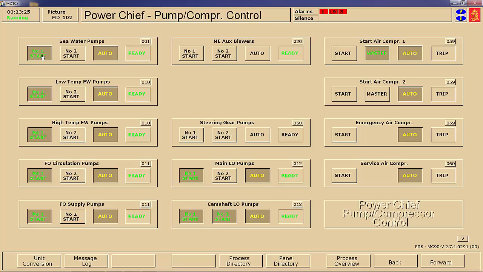As part of your troubleshooting, you never want to run two pumps at the same time. You would secure it. Now, what has happened here is exactly that. For whatever reason, it has started the camshaft lube oil pumps, and I have two pumps running. So I'm going to take it out of auto, and I'm going to shut number 2 off.